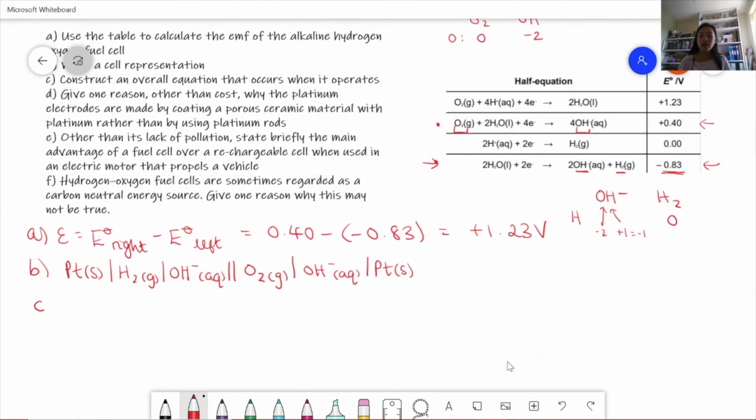Then for C, construct an overall equation that occurs when it operates. So when it operates, that means that the electrons are going like normal, from the more negative electrode to the more positive electrode. And so that means that the electrons are coming from this bottom equation. So this bottom equation needs to be reversed before we combine the half equations. One thing to spot is that the electrons are different. We've got 2 electrons here, but 4 here, which means that we need to multiply this equation by 2 so that we can cancel out the electrons at the end.